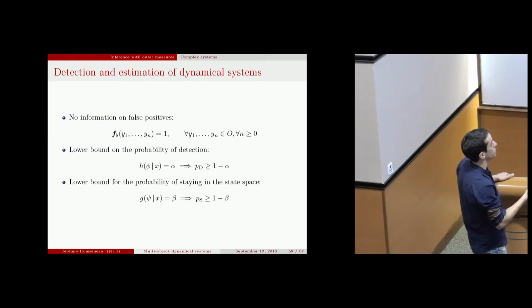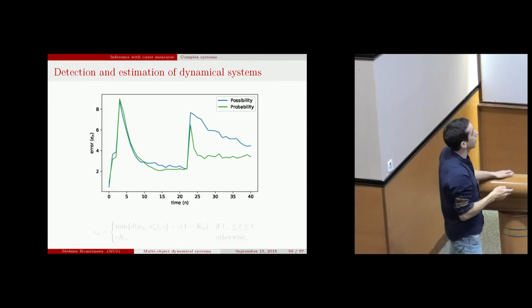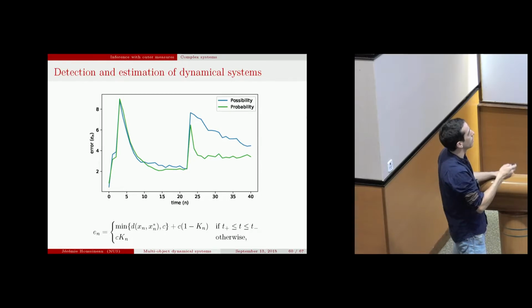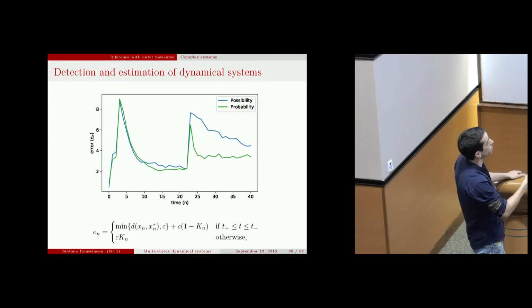Same thing for probability of survival. And actually, that works pretty well. So basically, this is some measure of error, where high is bad and low is good. It's the only thing you need to know. The target appears at time step 3. So here both, if I use a probabilistic Bayes method or possibility, of course, make a big error because you need time to understand that something appeared. Here, they're actually pretty equivalent.